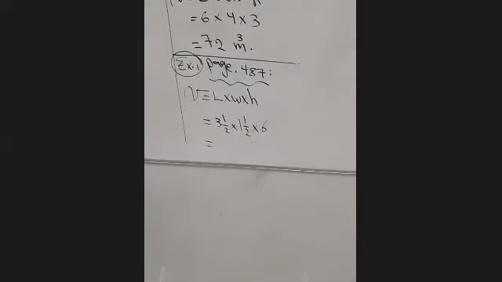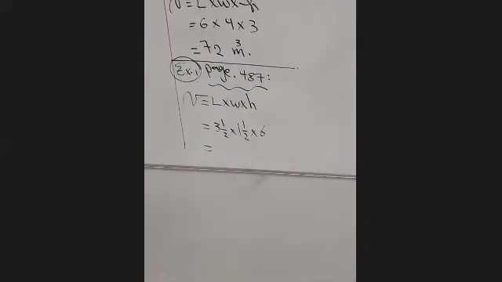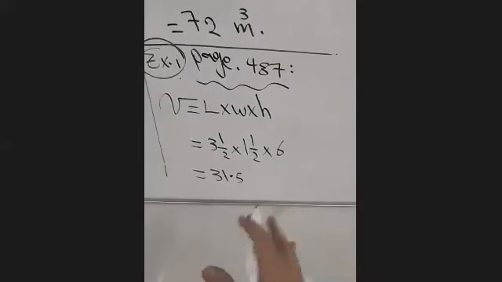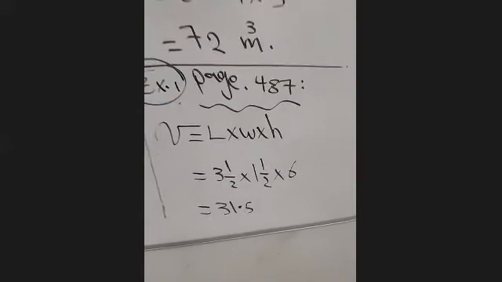I'll tell you what the answer will be. Let me just use my calculator. 3.5 multiply 1.5 multiply 6, the answer is 31.5. 31.5 what? What's the unit for the box?